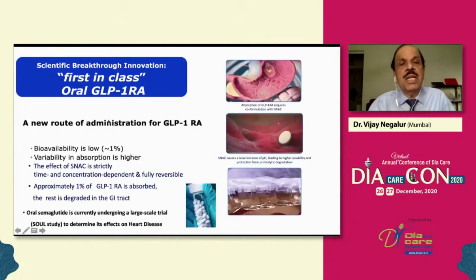The first of its class as an oral drug in GLP-1 was also now approved by the US FDA, which is again a semaglutide, and this has a bioavailability of less than 1%. It has a special type of absorption enhancer called SNAC, and only 1% of the drug is absorbed. Now the study is also underway, the SOUL study, determining its effect on heart disease. So this is again a special kind of technology which helps these proteins to get absorbed in the GI tract.